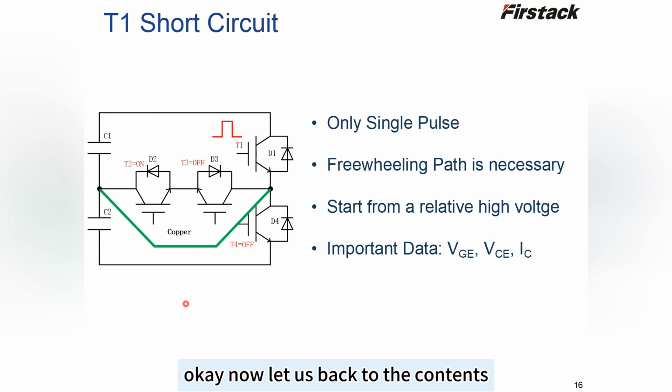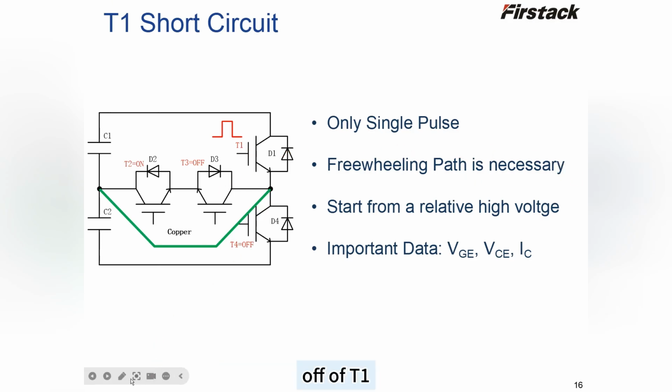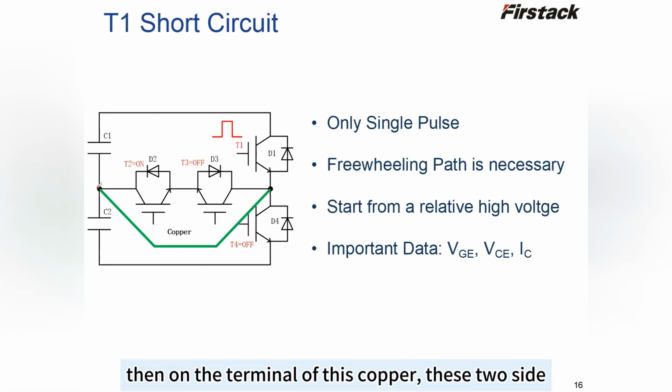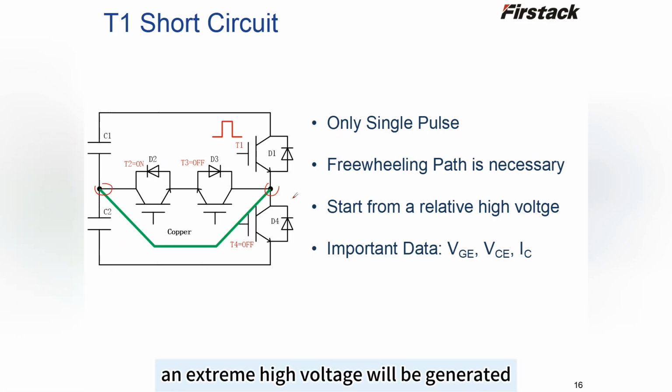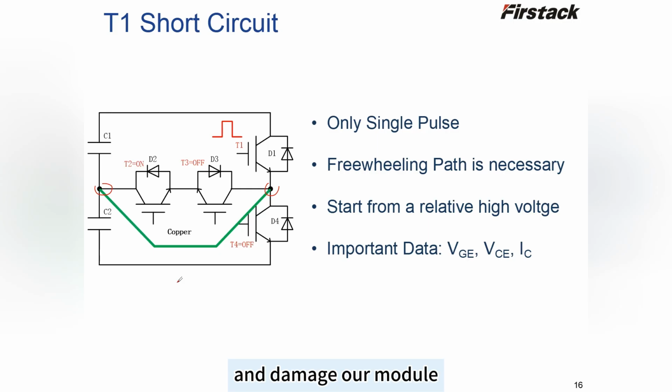Okay, now let us go back to the contents. There is another point I want to talk about. When we turn off T1, you will find that a freewheeling path is necessary for the current. If there is no path after T1 turns off, then on the terminals of this copper, on these two sides, an extremely high voltage will be generated and damage our module.